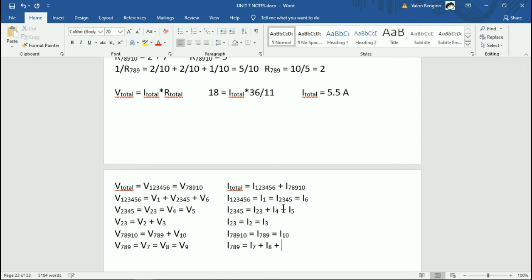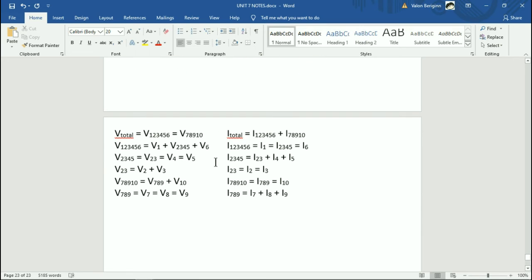Oops, what did I do? The wrong thing. That's what I did. There. Okay, so now, just like how I broke down the resistances, all of the voltages and currents are now split up in their own things. So V1, V2, V3, V4, V5, V6, V7, V8, V9, V10, I1, I2, I3, I4, I5, I6, I7, I8, and I10. They're all broken up.